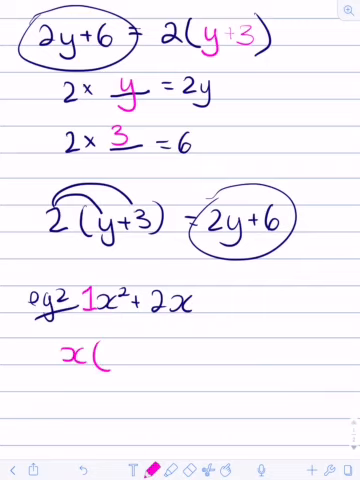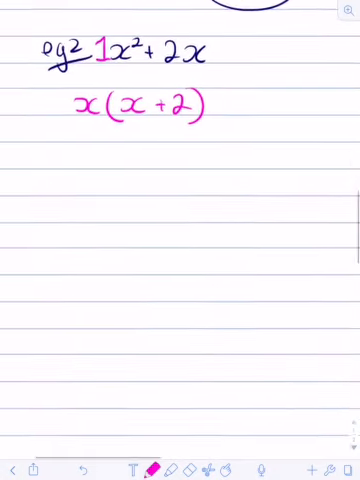Now x times what is x squared? Another x. X times what is 2x? Another 2. And again, you can expand that to see if you got the question right. Let's go on to a harder type of question.